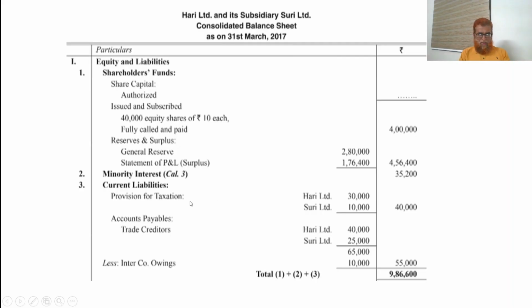Then current liabilities, provision for tax. You check the old balance sheet as it is. You copy here Hari Limited and Suri Limited. 30,000, 10,000 and plus 10,000, 40,000. Account payable. This is Hari Limited 40,000, Suri Limited 25,000 as in the old balance sheet. 65,000 is the total. From this intercompany owings, as given in the adjustment, should be deducted. So 55,000. Balance sheet total is 9,86,600.